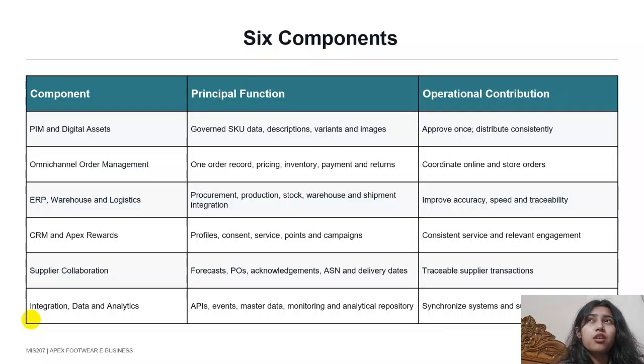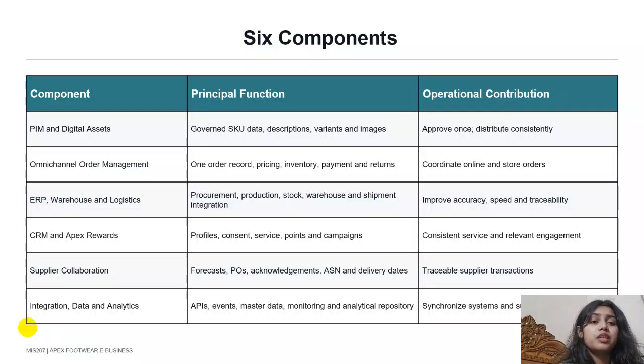Third one, ERP, warehouse and logistics, which connect stock, production, and delivery. Fourth one is CRM and Apex Rewards, which manage customers, loyalty, and campaigns. Fifth one is supplier collaboration, which improves communication with suppliers. And finally, the sixth one, integration, data and analysis, which connects everything and provides useful dashboards. So together these create one integrated operational backbone.